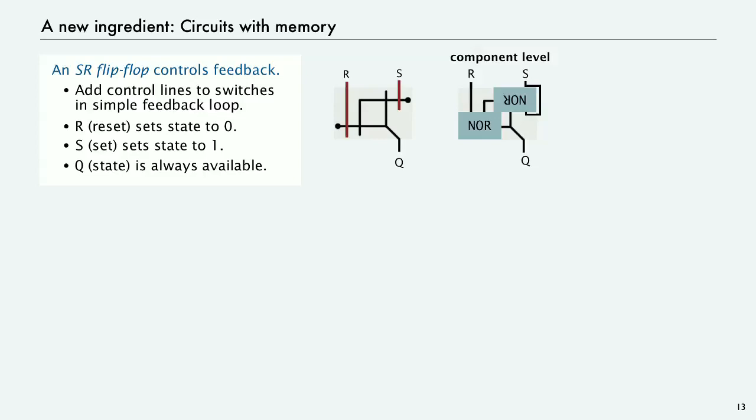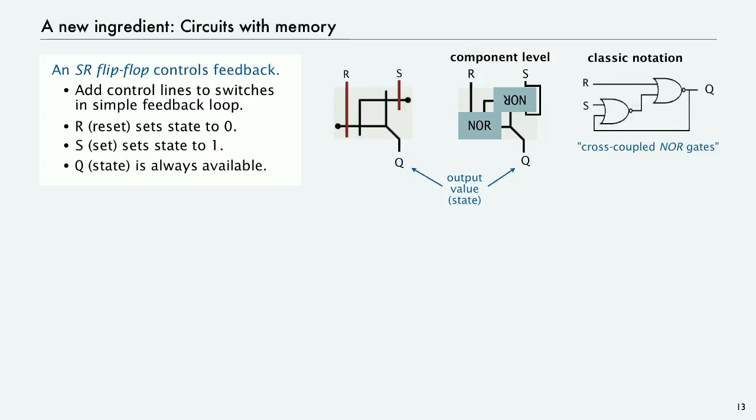If you look at these as components, it's 2 NOR gates that are interconnected. The classic notation is that. It's called cross-coupled NOR gates. So 2 simple NOR gates that are cross-coupled, that's a flip-flop. So just look at an example.